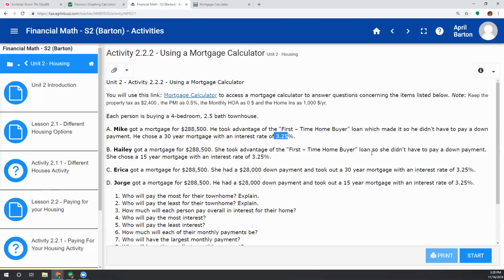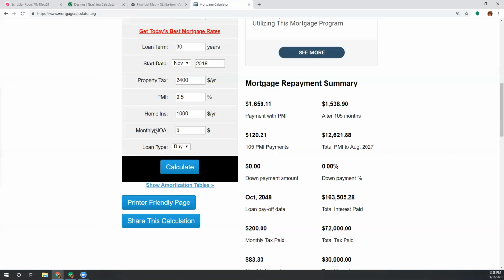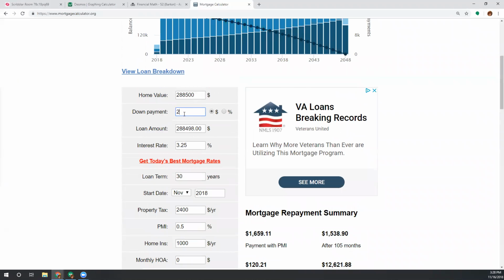Even when you have a down payment, I think the wording's a little bit confusing. Haley got a mortgage for $288,500. I think we considered this the amount of the house. So even, well, she had no down payment. Even Erica, even though it says a mortgage for $288,500, that's the amount of the house. And then the down payment, you're just going to change that from 0 to the $28,000. This loan amount, you'll never have to calculate. It just automatically does it for you once you have the home value and the down payment entered in.